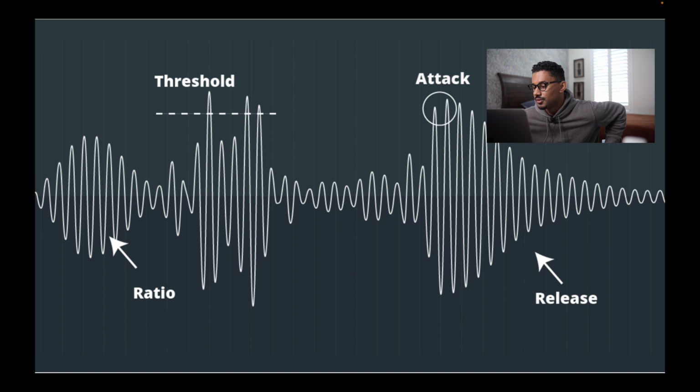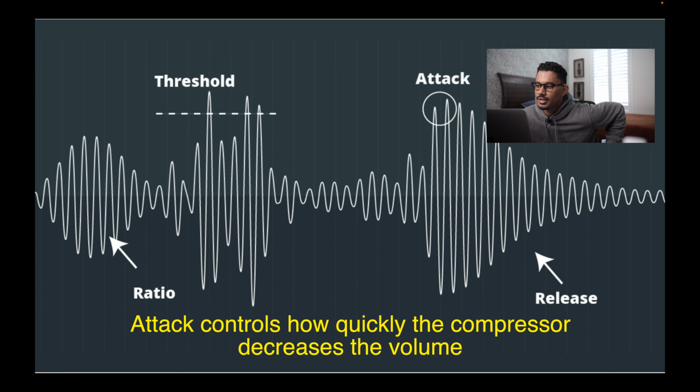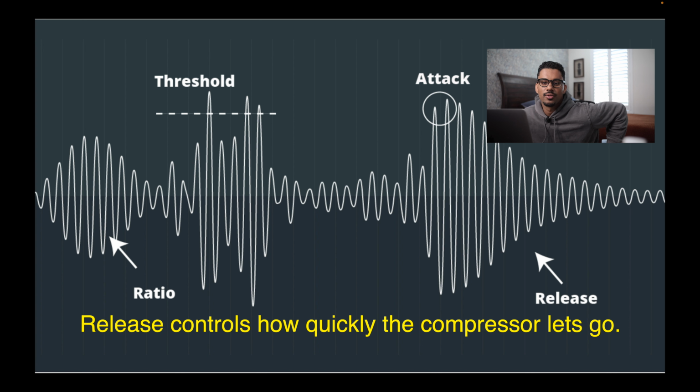And then the attack and the release on a compressor is basically how quickly the compressor is going to work. The attack is how quickly the compressor is going to decrease the volume, and the release is how quickly it's going to let go.